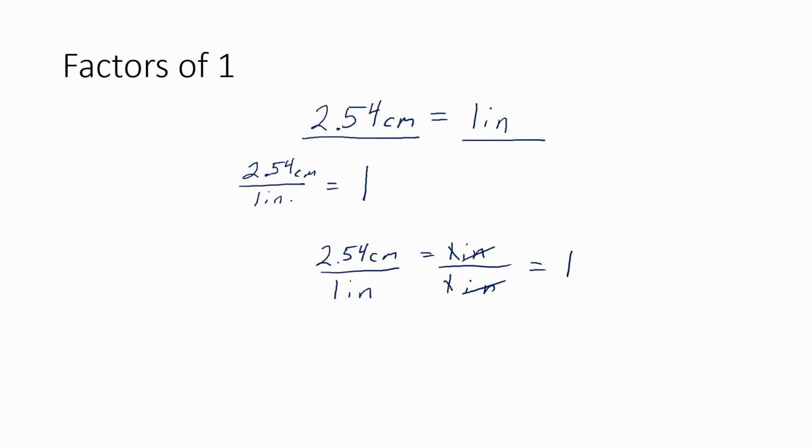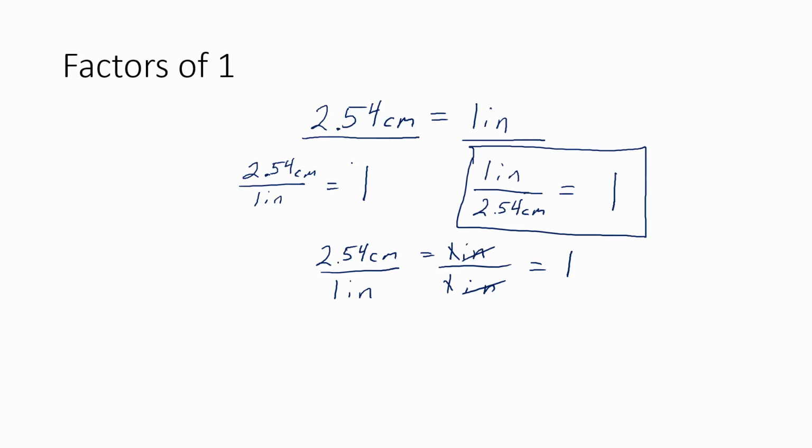Now, if something divided by something else is 1, the reciprocal of that is also true. I could have just divided both sides by 2.54 centimeters, and I would have gotten, is that a word? Hopefully. I would have gotten the same idea, except I would have had the inverse. So we can use these factors of 1 to convert from one set of units to another.